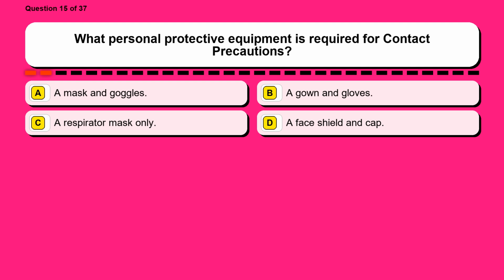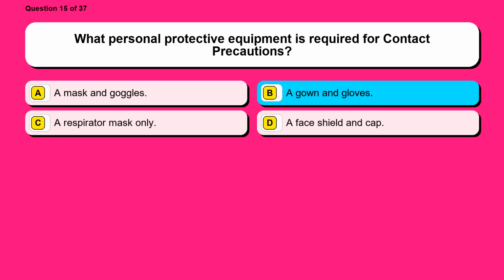Question 15. What personal protective equipment is required for contact precautions? Option A, a mask and goggles. Option B, a gown and gloves. Option C, a respirator mask only. Option D, a face shield and cap.